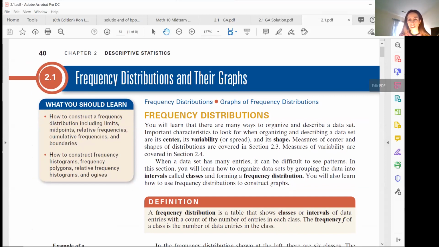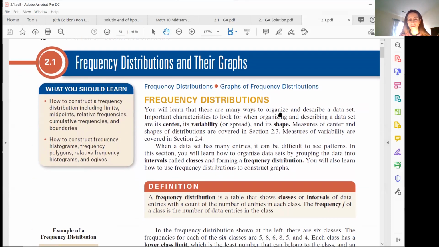Okay, let us ask group 1 to start reading frequency distributions for the class. Should I go? I guess. Okay. Definition. From the beginning, you will learn.